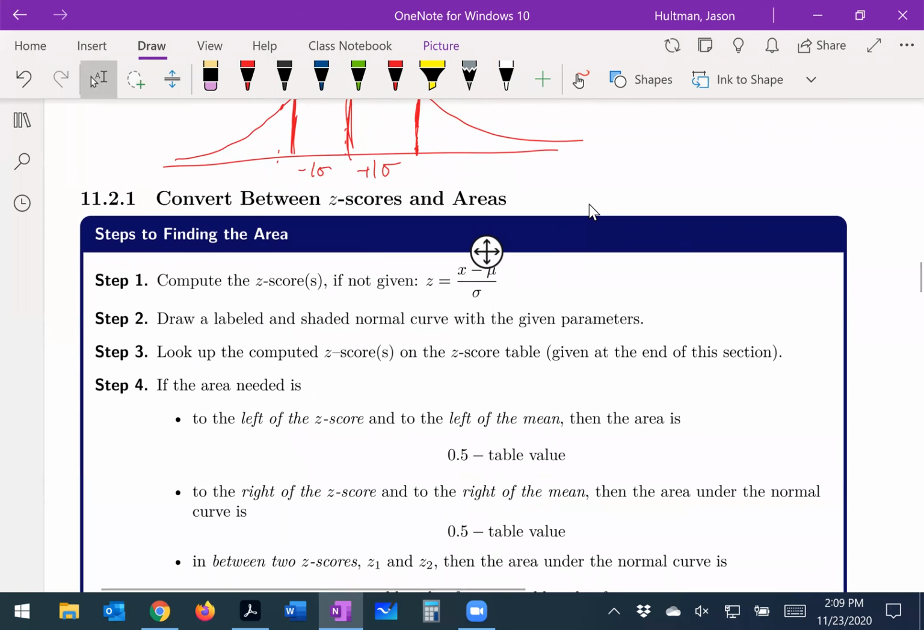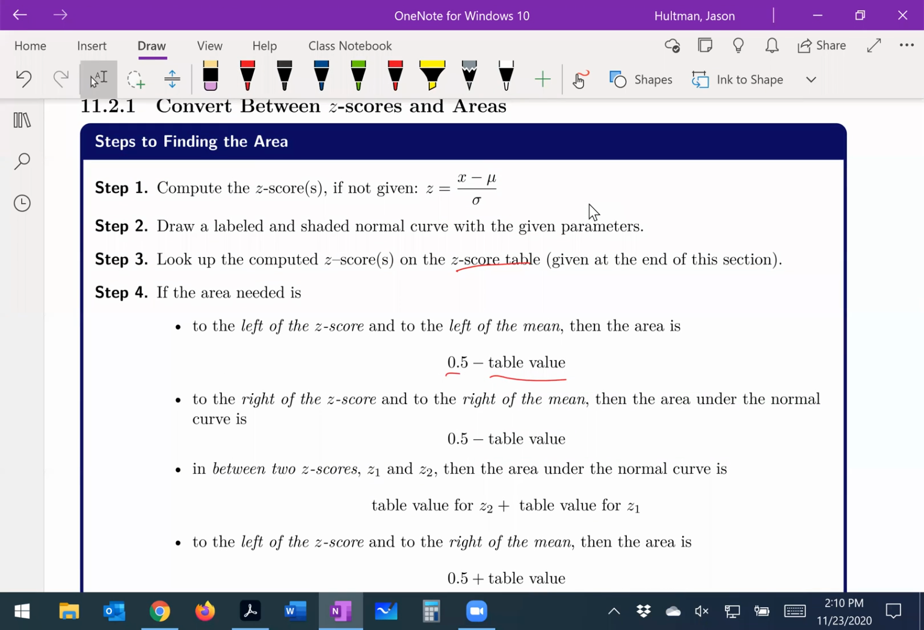Okay, so now we want to convert between z-scores and areas. We want to compute a z-score if not given. Z equals x minus mu over sigma. We want to draw a labeled and shaded normal curve with the given parameters. We want to look up computed z-scores in the z-score table, and I've given that to you. It's in the module if you don't have it. If the area is needed to the left of the mean, the area is 0.5 minus the table value. We'll get to what this means in a little bit.